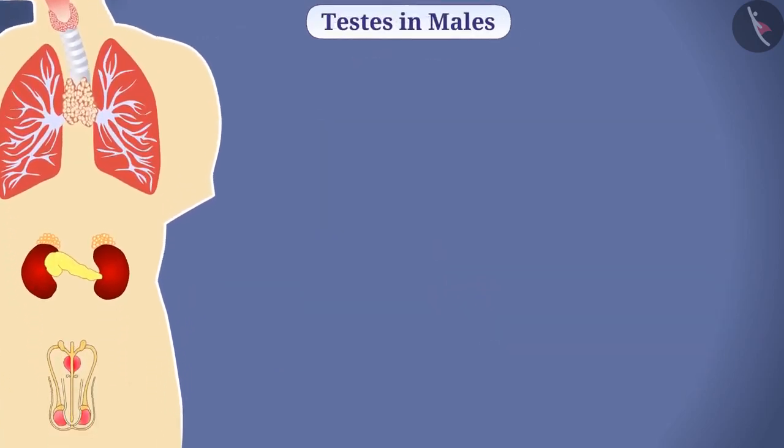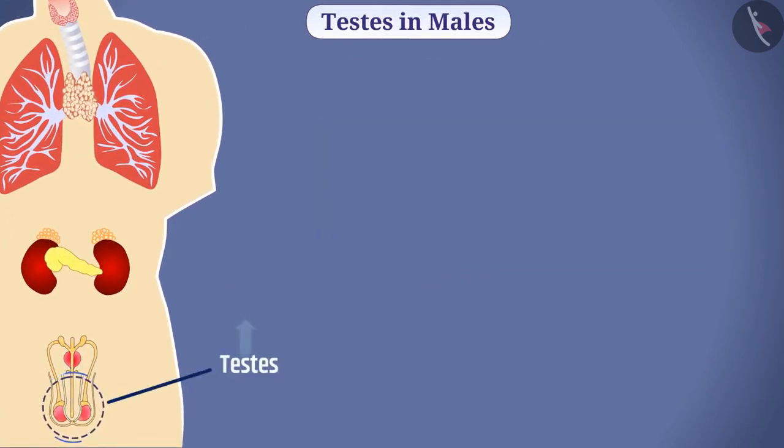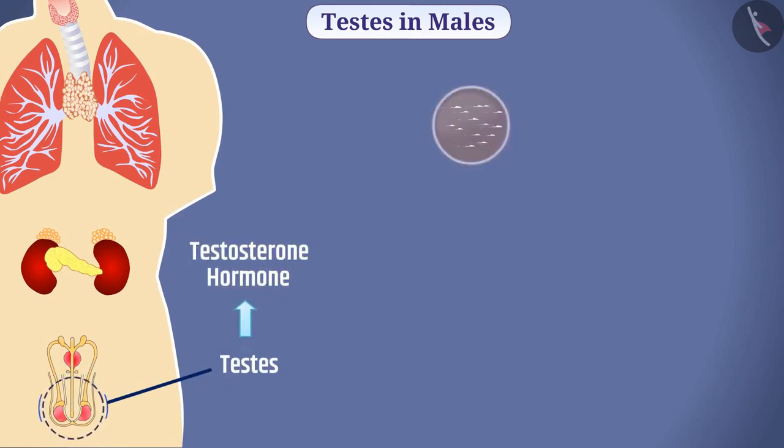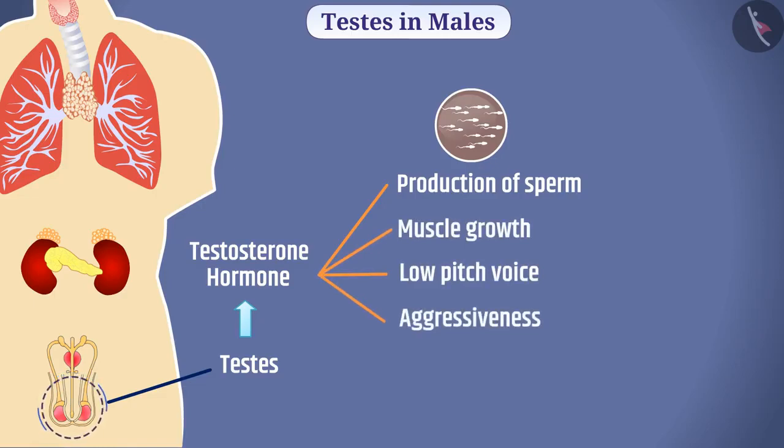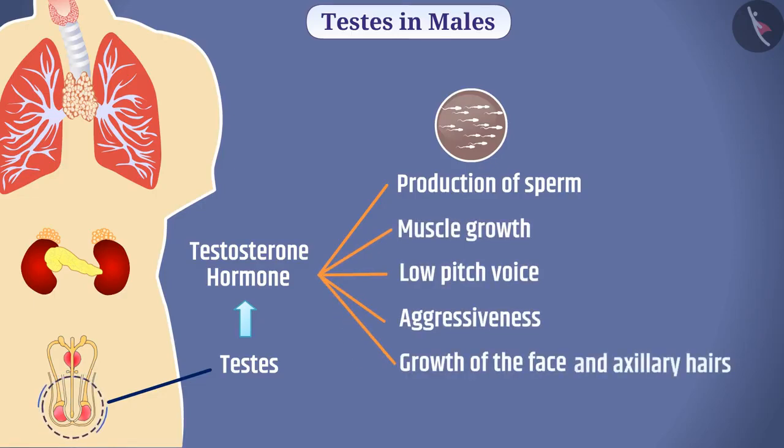In males, a pair of testes secretes testosterone hormone. Testosterone helps in production of sperm. It also stimulates muscle growth, low-pitch voice, aggressiveness, and growth of face and axillary hairs.